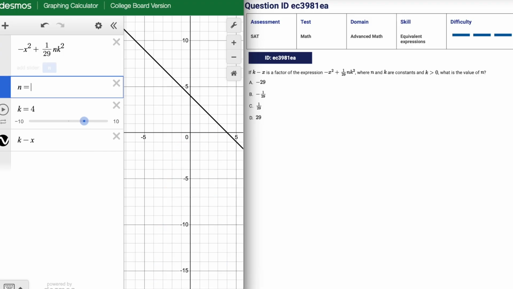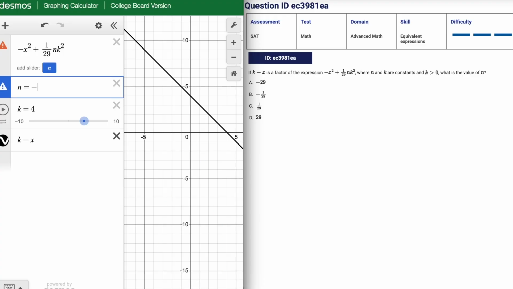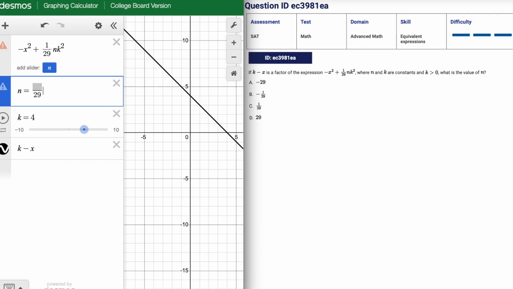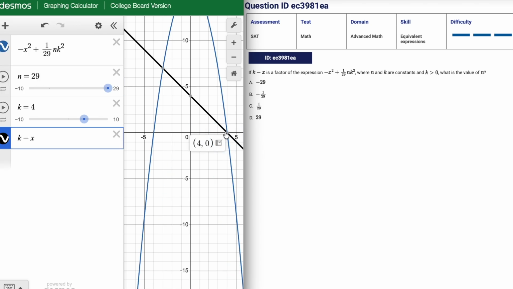So here, I would plug in first negative 29, and see that it does not work, because this one's the one moving, it does not intersect here, so that can't be the answer. Then negative 1 over 29, here once again it doesn't do it, and then positive 1 over 29 doesn't work, and then here just 29, and here you can see it intersects at the exact point, so this is the factor of it. So the factor always goes through at the exact point.